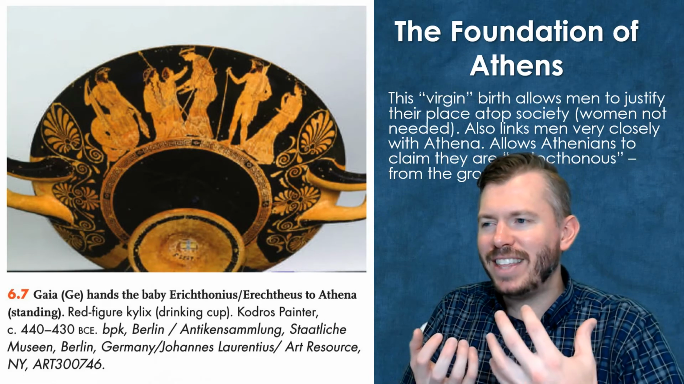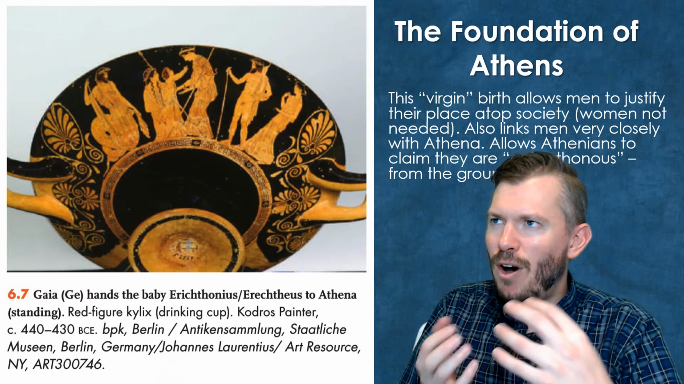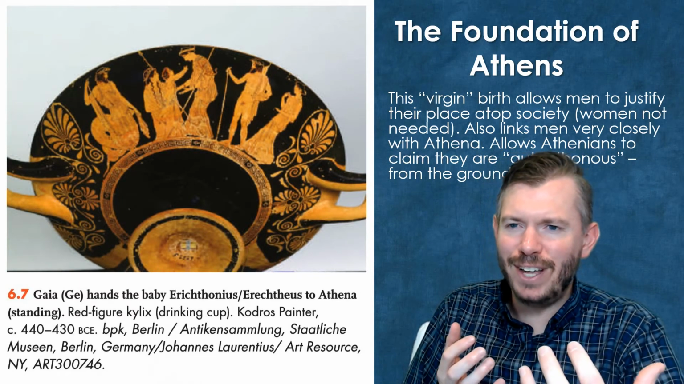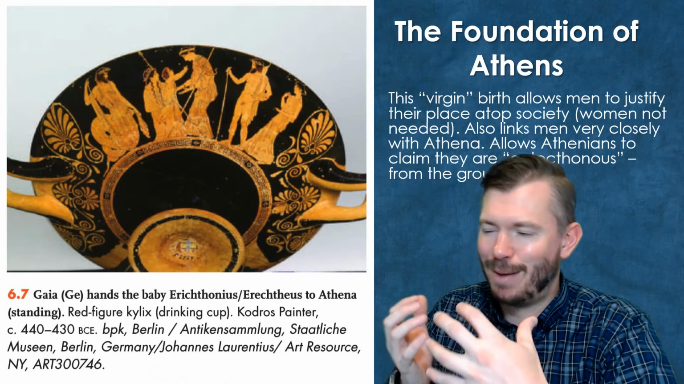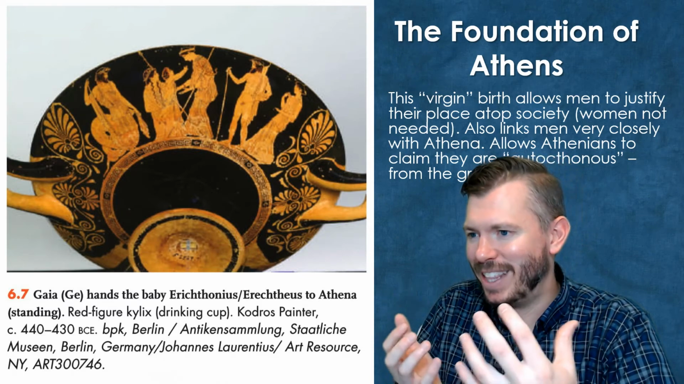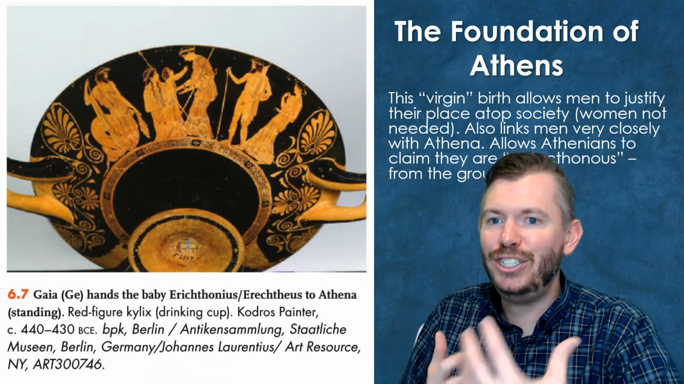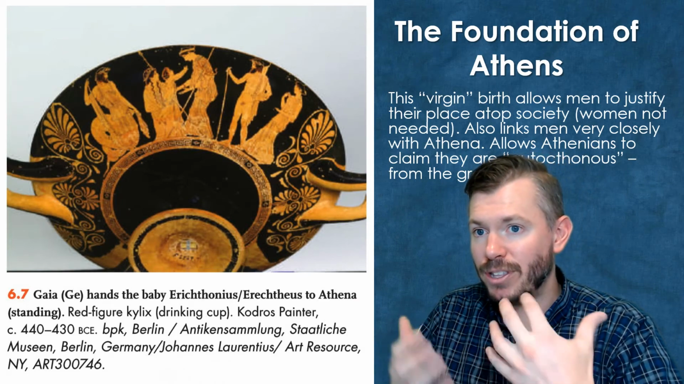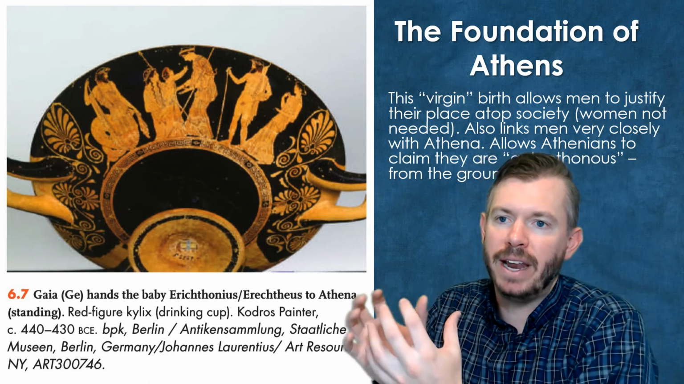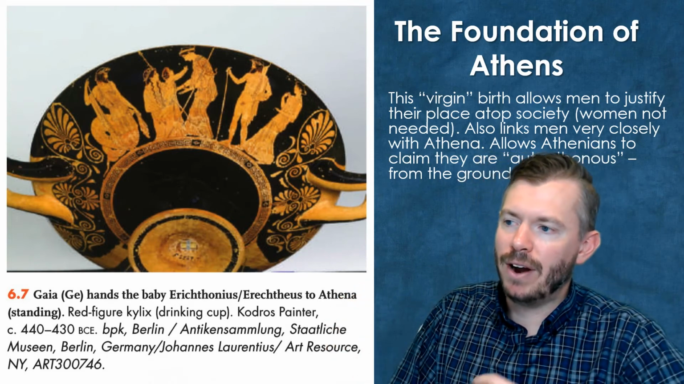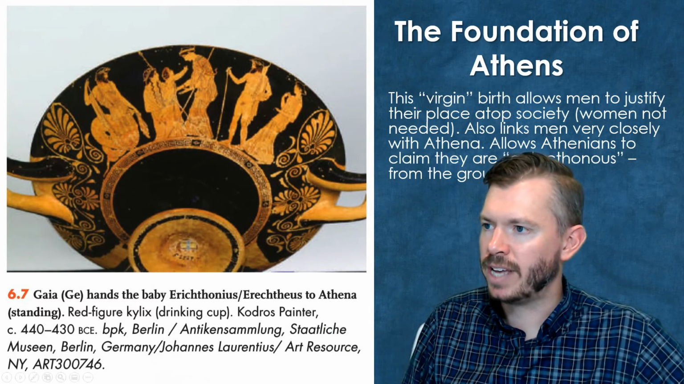And one of the things that this relates to as well is the almost virgin birth of Erechtheus, right? He just comes from the ground, right? He's not produced from a normal woman or something like that. Athenians end up later using that as a way to justify their place socially in terms of the social hierarchy, kind of above women. And that's where they end up getting their place in the public realm, whereas women end up very much more in the private realm in Greek society.